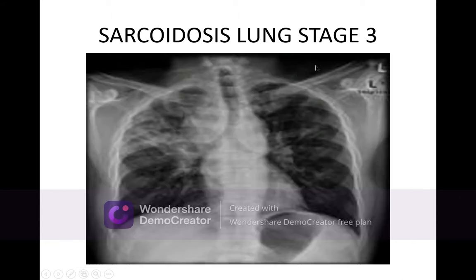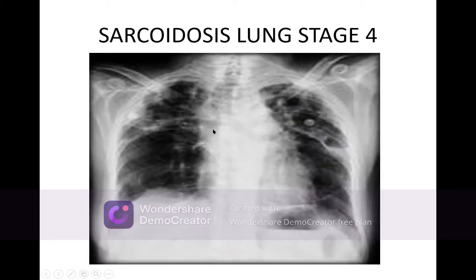And in stage 3, the lymph nodes are not important. They are not enlarged, they are not prominent, but interstitial lung disease occurs unilaterally or bilaterally. Stage 4 is the complication stage, other than that. For example, pleural effusion, pulmonary destruction, collapse, associated after stage 3. This is one. You see the condition is worsening.